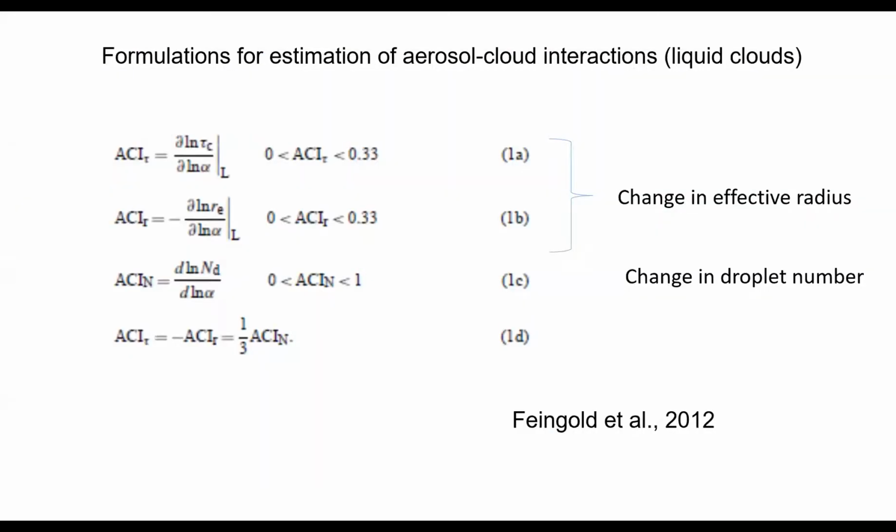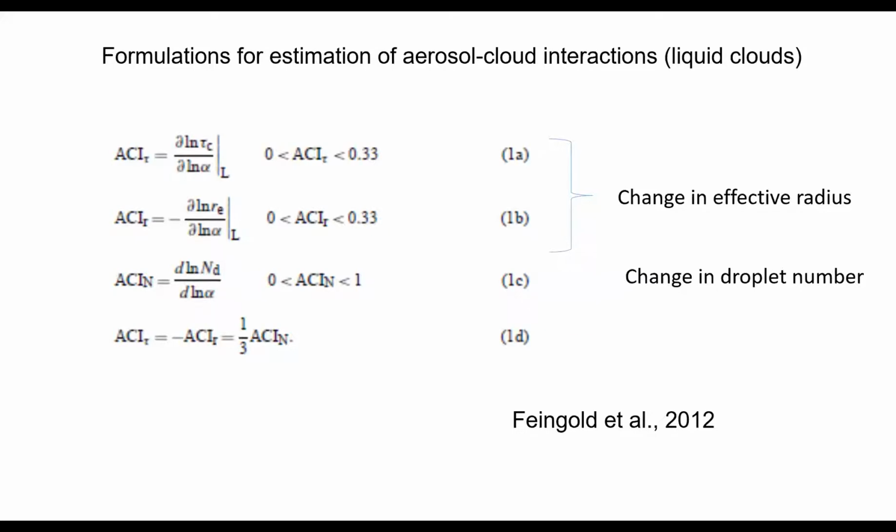So I have talked about the basic fundamental process of aerosol cloud interaction, how the interaction takes place. Now, if you want to see whether the interaction has taken place in a cloud, you need to measure it, quantify it, or estimate it. So Feingold et al. have proposed mathematical formulations purely based on the physical laws governing both aerosols and clouds. As per the formulations, these aerosol cloud interactions can be estimated in 3 ways.